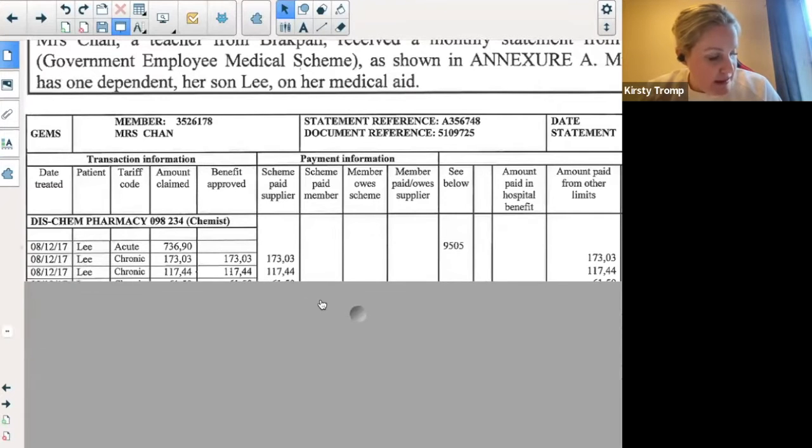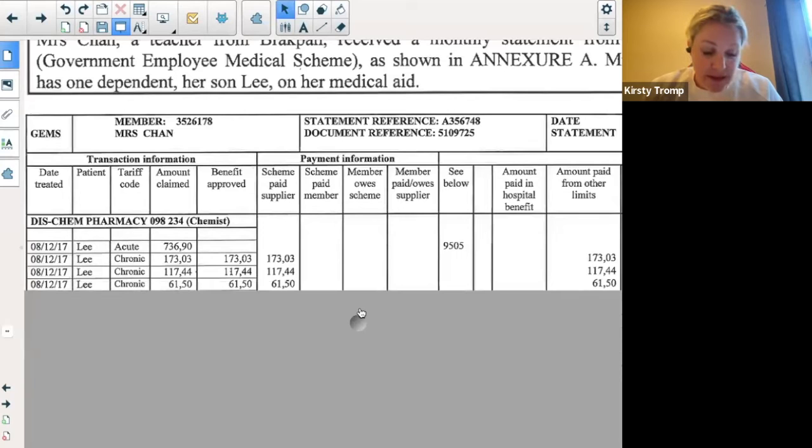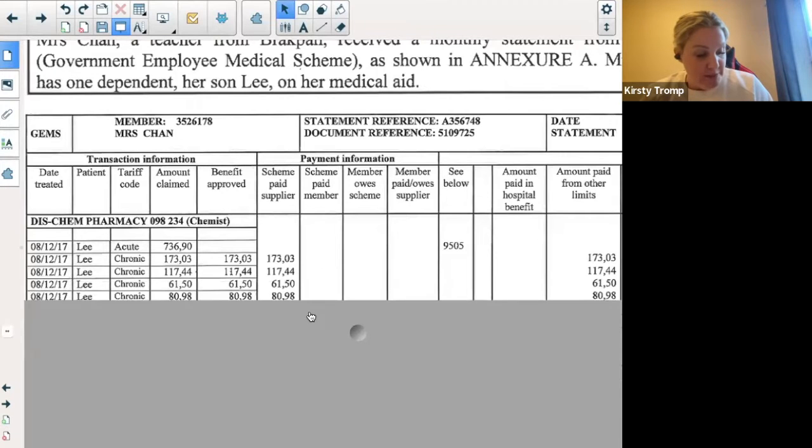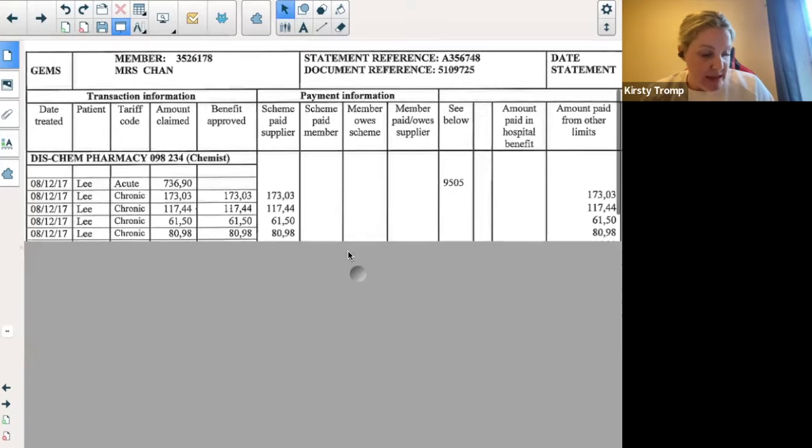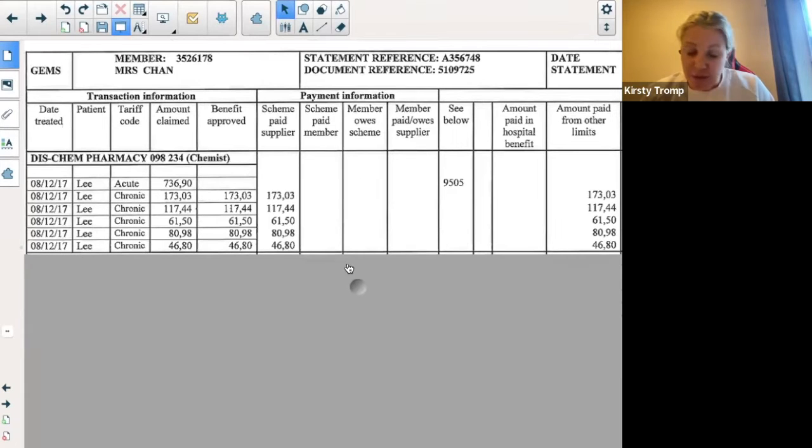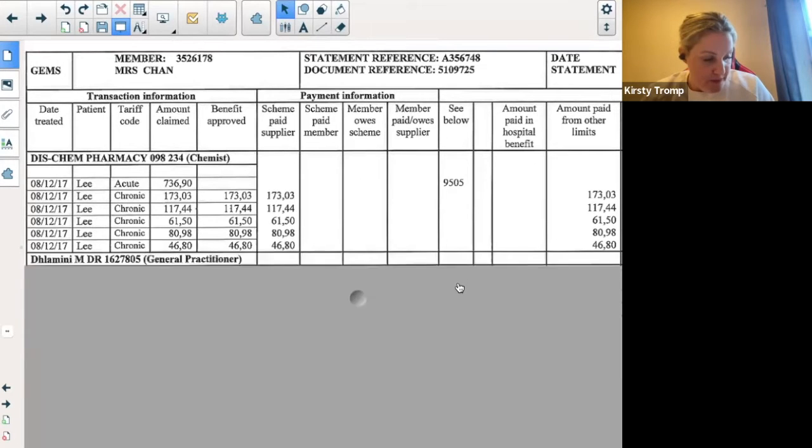Moving down. Again, we see Lee. So Lee, who is the dependent, he's claiming for more chronic medication. Another amount claimed. The benefits approved it once again. The scheme is paying the supplier. Chronic medication, once again, we see the same thing happening. Claiming from the medical aid, being approved, the scheme paying the supplier. Same thing again for Lee, all on the same day.